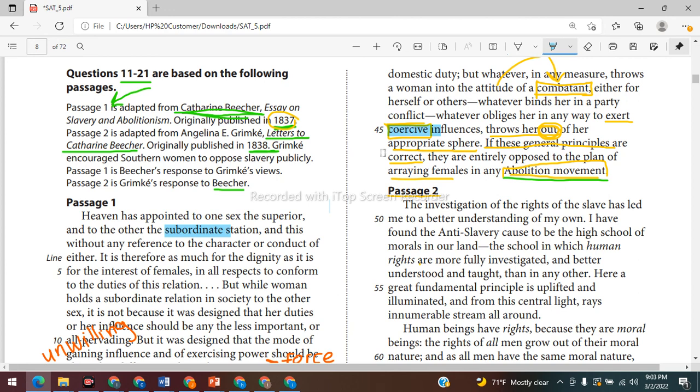So look up those words. Write their definition down and send it to me on or before Monday, class.